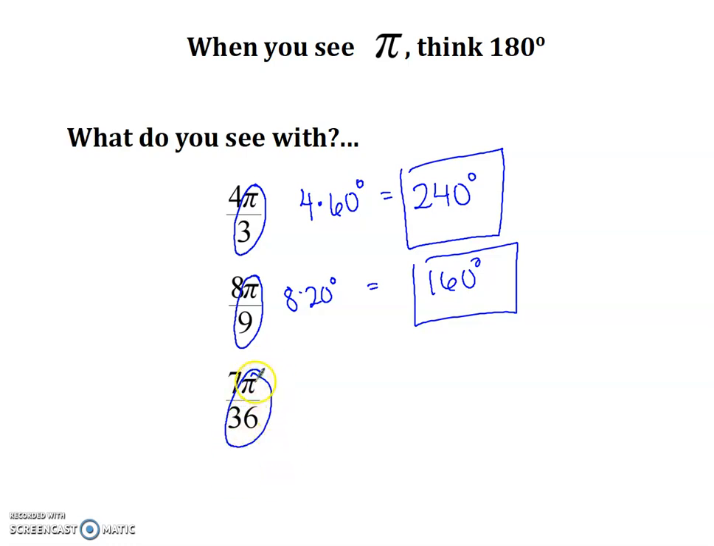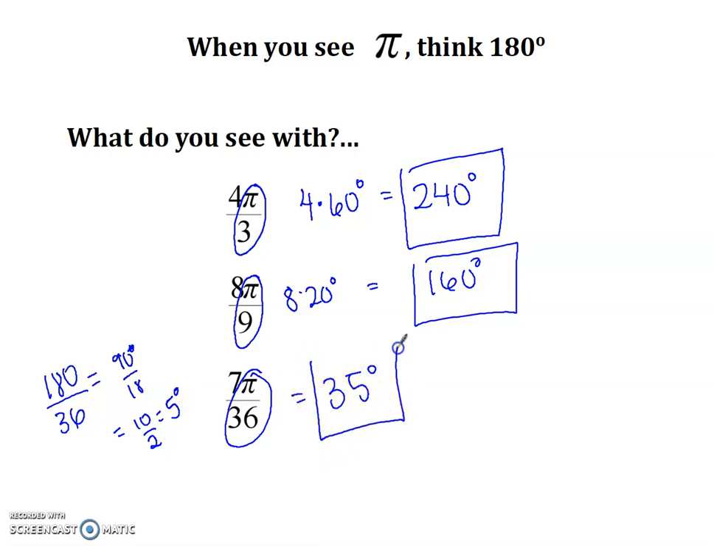Okay, this is a weird one. This is 180 divided by 36. Sometimes I can't do that math in my head. So off to the side, I'll usually just do 180 divided by 36, and I'll reduce it until I get to something I know. So I'm going to divide everything by 2. That'll be 90 over 18. I'm going to divide, this time I can divide everything by 9, so that'll be 10 over 2, which is 5. So this is 7 5-degree angles, so 7 times 5 is going to make that 35 degrees.